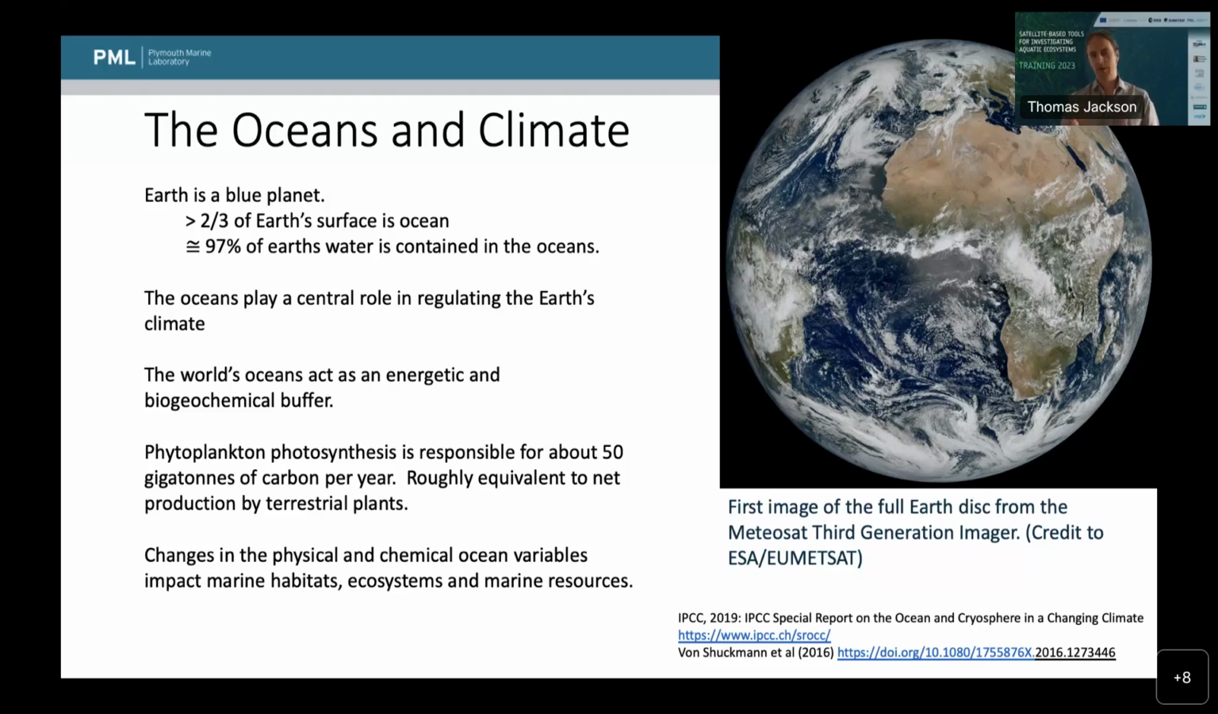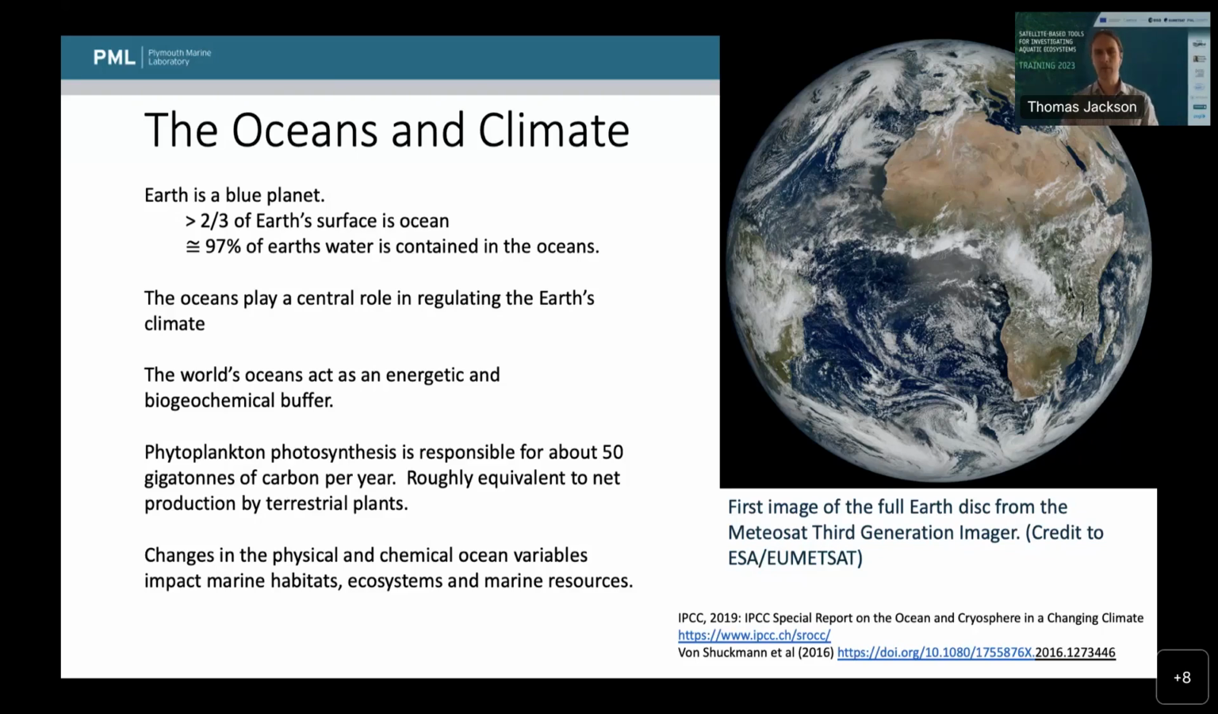Additionally, beyond just the physics and chemistry of the gas exchange and the heat transport, phytoplankton in the ocean are responsible for roughly half of the primary production on the globe. So they are equivalent to all of the terrestrial plants, basically. I believe Shuba mentioned this before. And so any changes in the physical and chemical ocean variables can impact marine habitats. We know that things like increased temperatures or increased acidification of the oceans have direct impacts on things like coral reefs, but they can also have impacts on other marine ecosystems and marine resources.